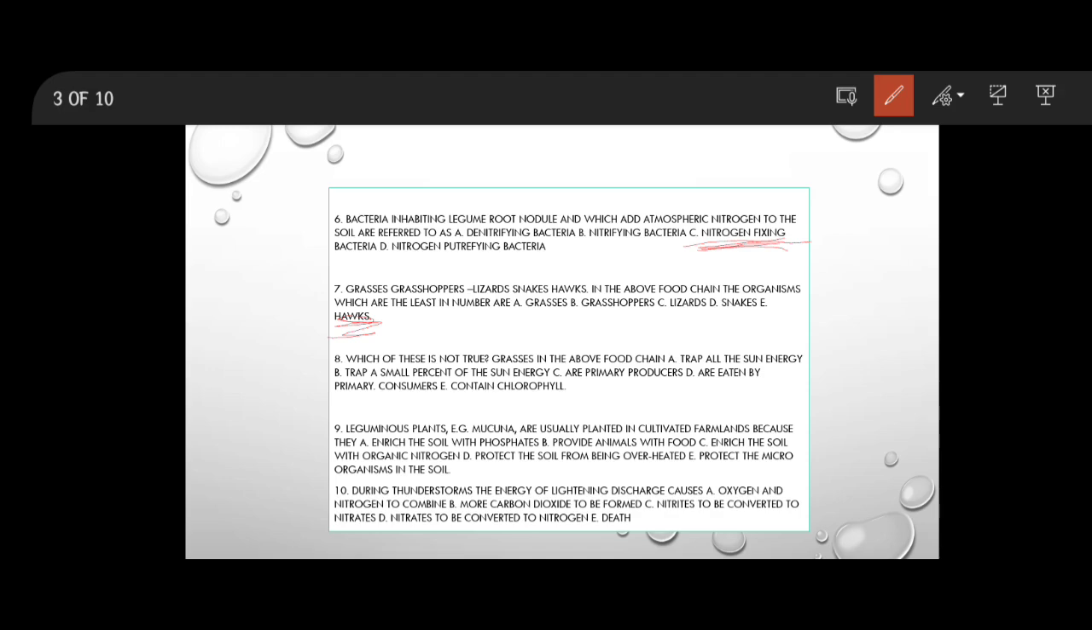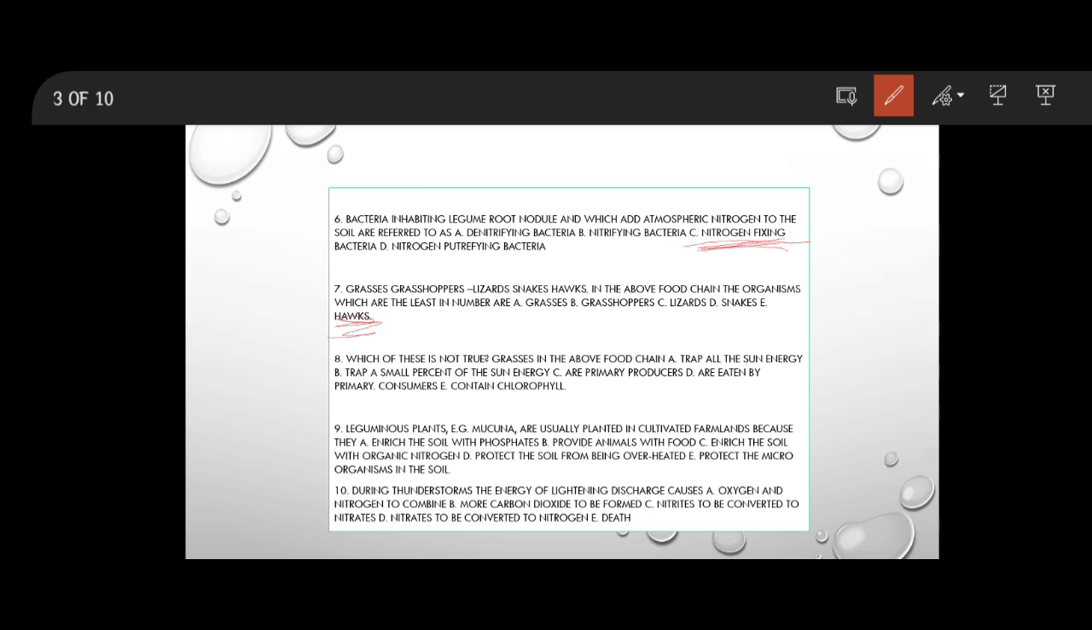Are eaten by primary consumers. The organism that eats producers are usually referred to as primary consumer, that is also right. They are primary producer because they can photosynthesize, they are producer. That's also right. Trap a small percentage of the sun energy. The sun energy is very enormous, it cannot trap everything, so it's only trapping a small percentage. That's also right.